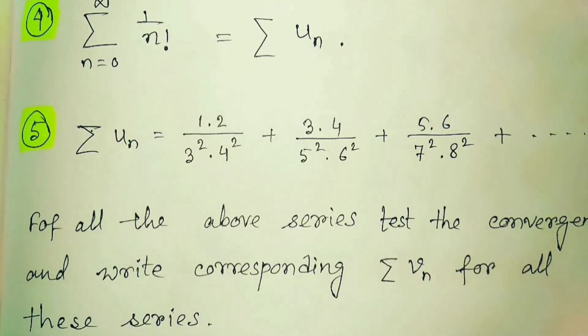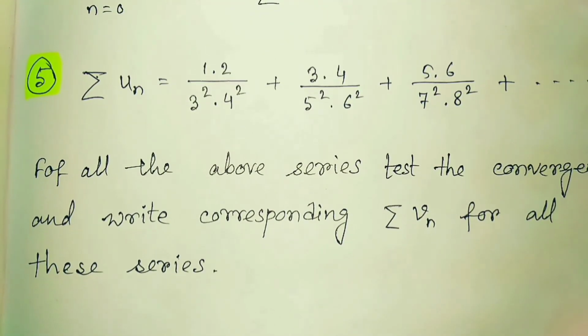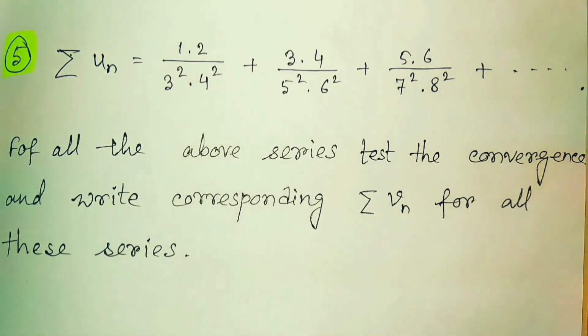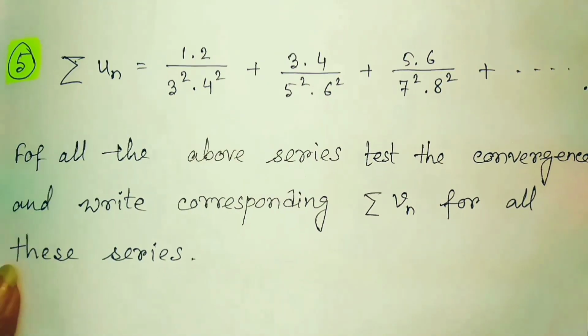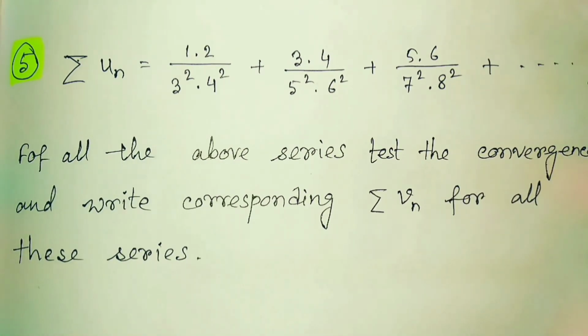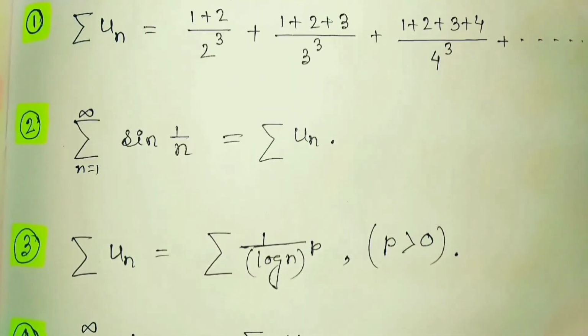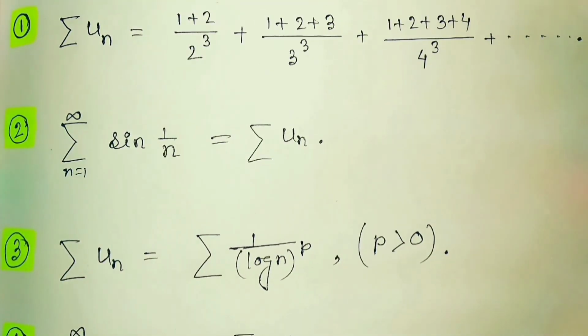For all these above series, test the convergency and write the corresponding Vn for all those series. You are supposed to find out whether all these 5 series are divergent or convergent by using the comparison test, and not only that, you should write the corresponding Vn series which you choose to compare those series, in the comment box. So for all these 5 questions, write the answer, that is whether it is convergent or not, and what the corresponding Vn is in the comment section.